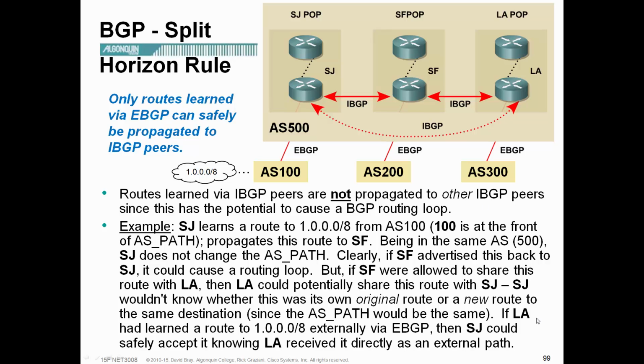Now, if LA, on the other hand, were to learn a route to the same destination externally via eBGP, let's say from AS300, then LA could advertise it to SJ. And that would be legal, even with the split horizon rule, right? Because it's coming in via external peering, and so LA could advertise it to an internal peer. In this case, there would be no risk of a routing loop.